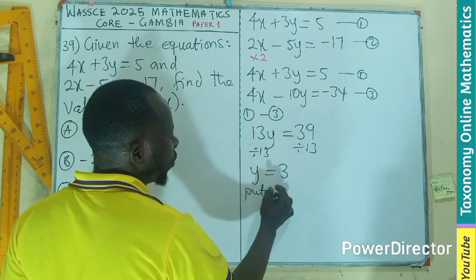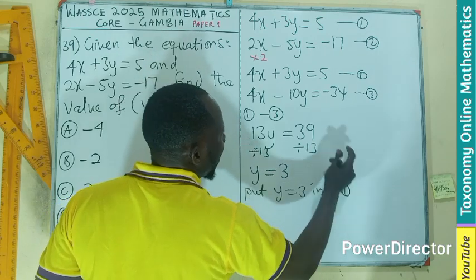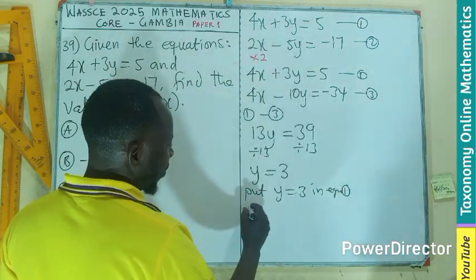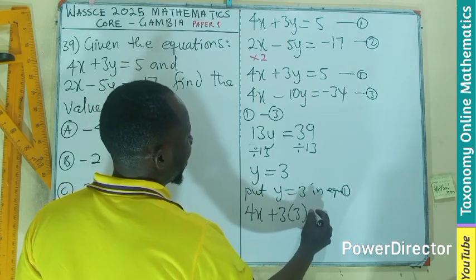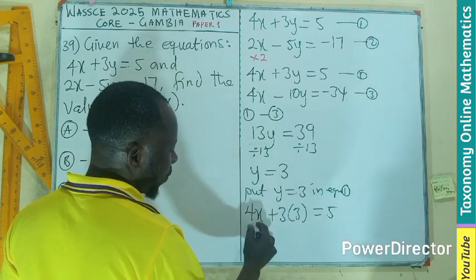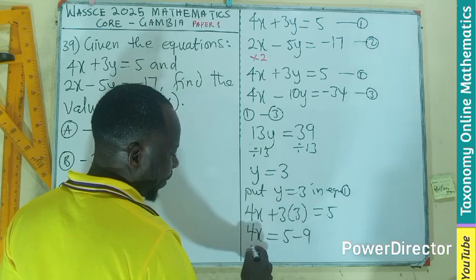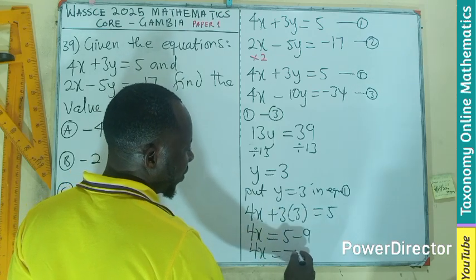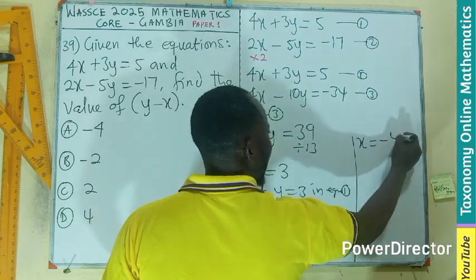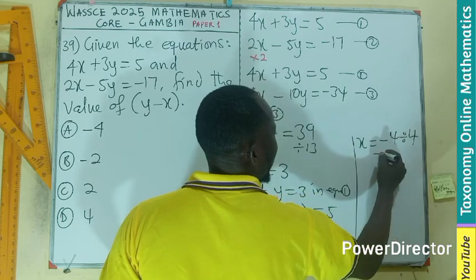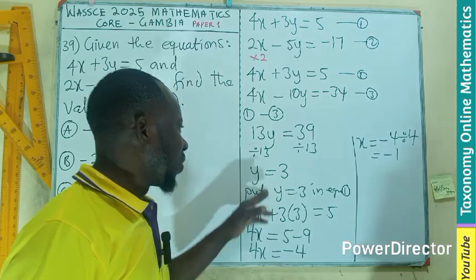Then let's put y equals 3 in equation 1. Equation 1 is 4x plus 3y, which is now 3, equals 5. 4x will be equal to 5 minus 9, which is negative 4. So our x is going to be negative 4 divided by 4, that gives us negative 1. So the value of x is negative 1, of y is 3.